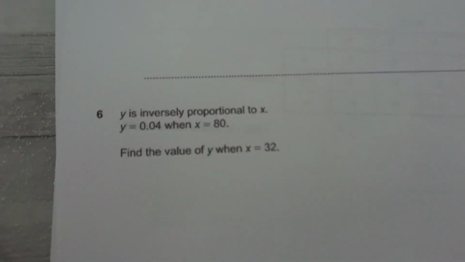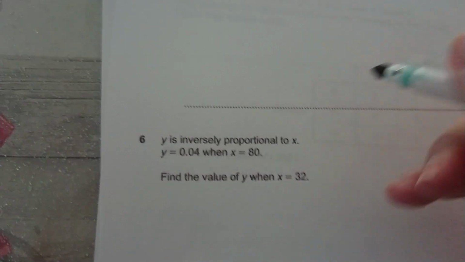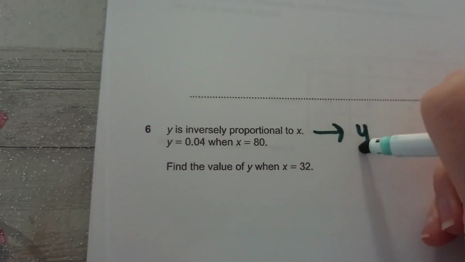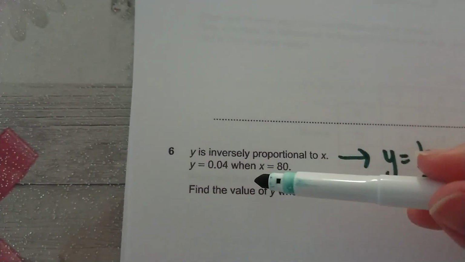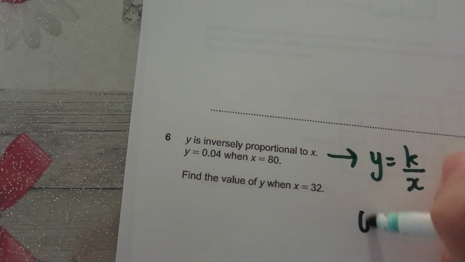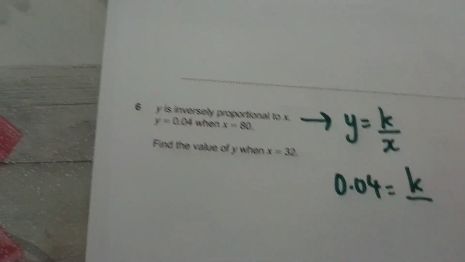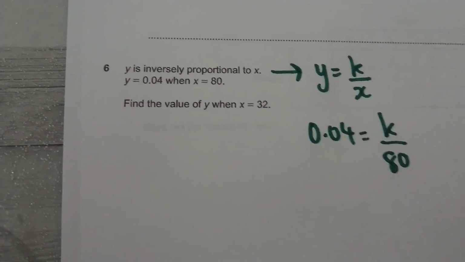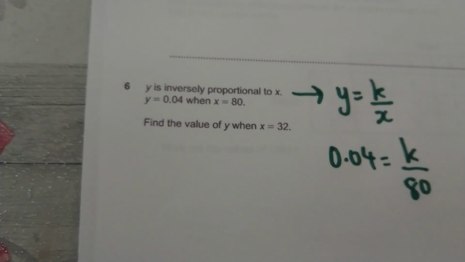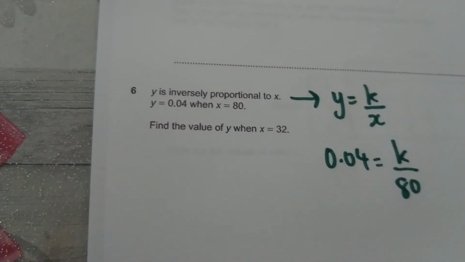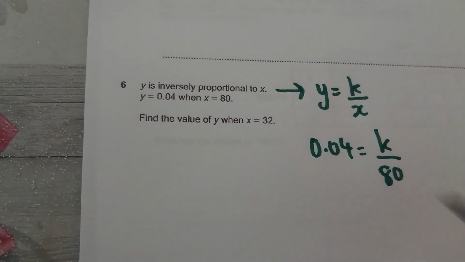Okay, so question 6. This is a bit nicer question. So y is inversely proportional to x. So if it's inverse, that means y equals k over x. Then you put your numbers in. So 0.04 equals k over x, and we know x is 80. So to get k, that means k divided by 80 equals that. So to get rid of this divide by 80, I need to times by 80. So we need to do 0.04 times by 80, which is 3.2.